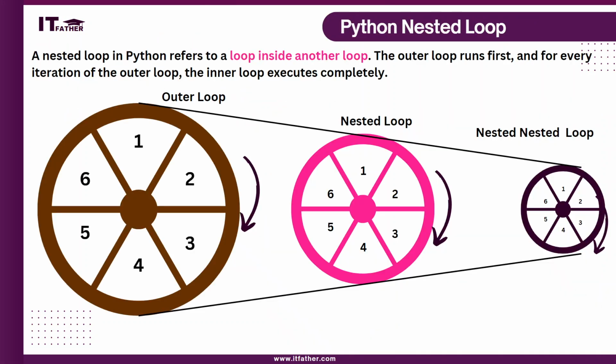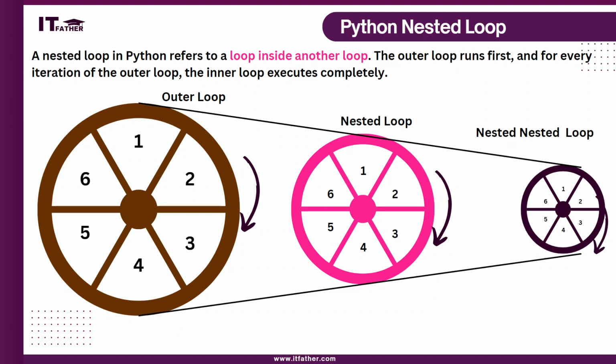See, nested loop is a very important part of any programming language. Nested loop means a loop inside of another loop. Right, a loop inside of another loop. For demonstration purposes I have drawn these wheels, by which you will be able to understand very easily how a nested loop is executed. Outer loop executes first, right?